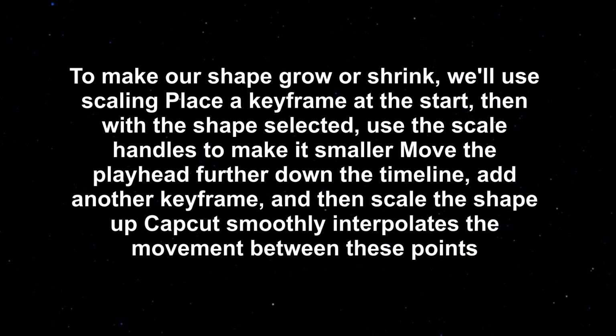Place a keyframe at the start. Then with the shape selected, use the scale handles to make it smaller. Move the playhead further down the timeline. Add another keyframe, and then scale the shape up. CapCut smoothly interpolates the movement between these points.